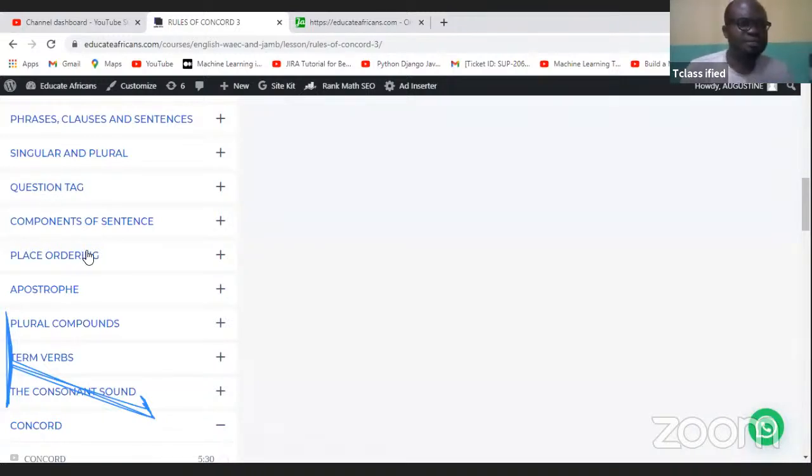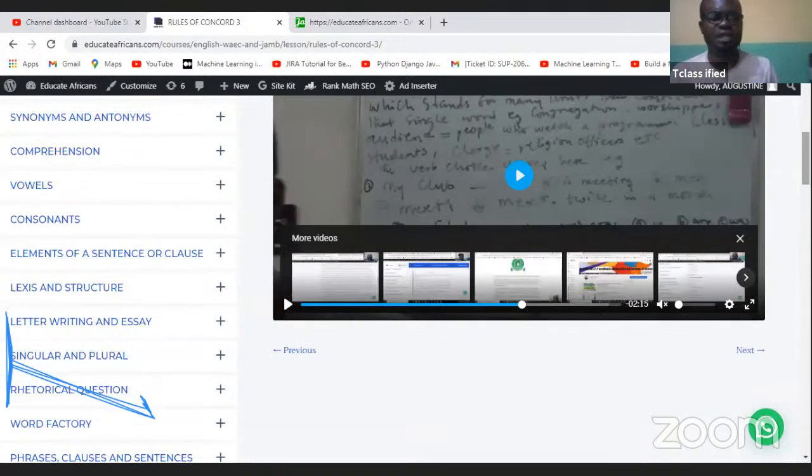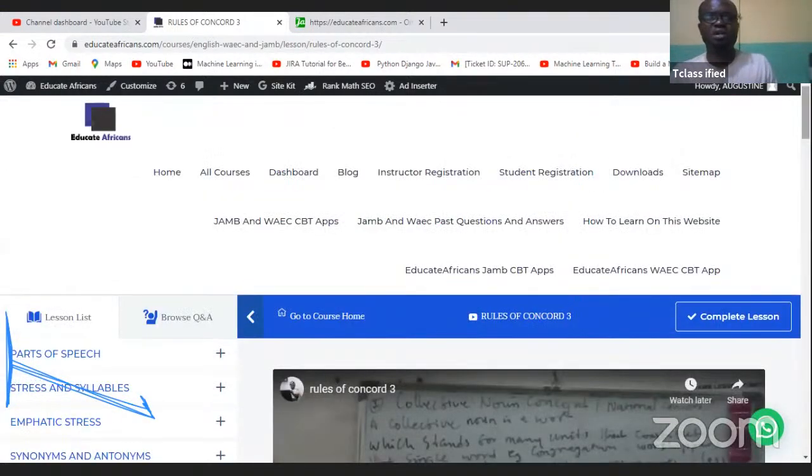Other rules of Concord include place ordering, apostrophe, and plural compounds. I think these are also part of it. So check them out. They are part of those rules, so that you know that you are done with Concord.